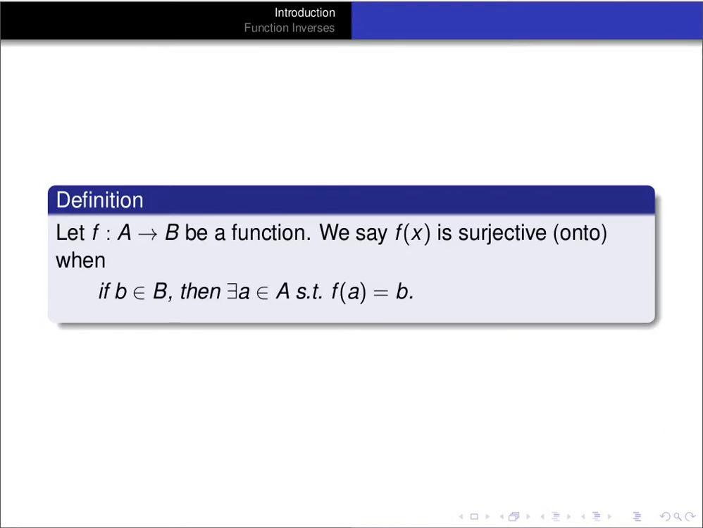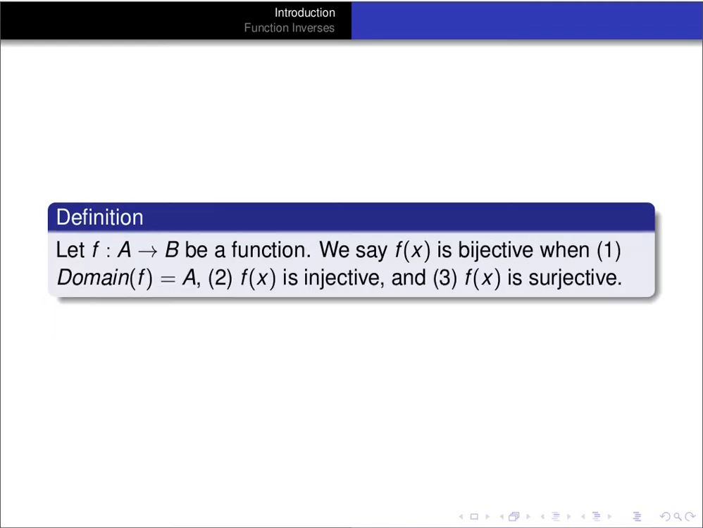We say a function is surjective, or onto, if whenever b is an element in B, then for some a in A, f(a) is equal to b. So everything in B is hit by the function from an element of A. Another way of stating this is that the range of the function is equal to the codomain. And we say a function is bijective if three things hold: the domain of the function is A, the function f is injective, and the function is surjective.